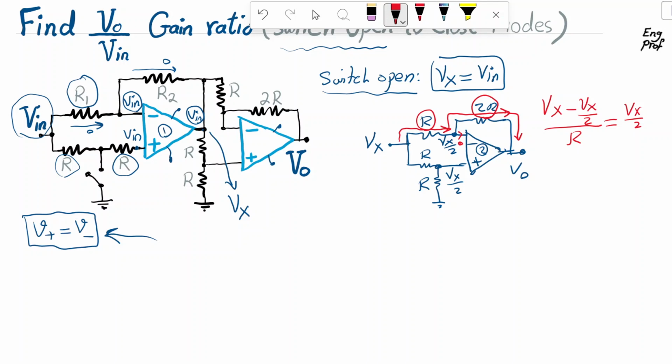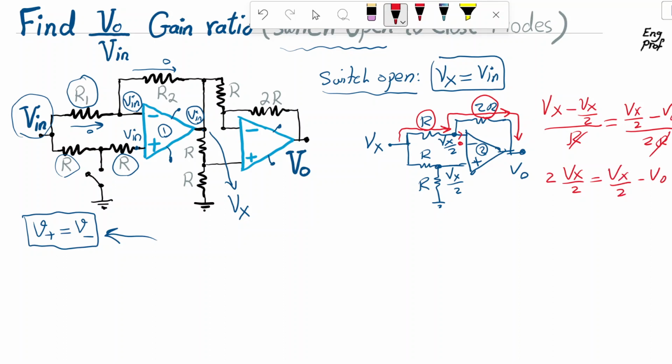Obviously R and R cancel from both sides, and we get Vx over 2 equal to Vx over 2 minus Vout over 2R. So what we get is Vx over 2 equal to Vx over 4 minus Vout over 2. Or I could simply multiply both sides by 2 and then simplify it, so it becomes something like this.